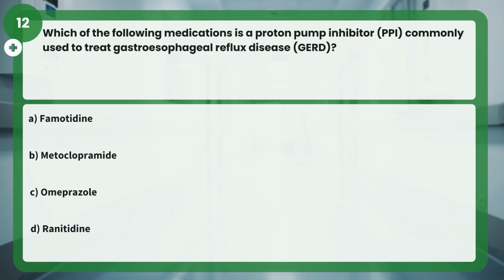Question 12. Which of the following medications is a proton pump inhibitor, PPI, commonly used to treat gastroesophageal reflux disease, GERD? A. Famotidine. B. Metoclopramide. C. Omeprazole. D. Ranitidine.